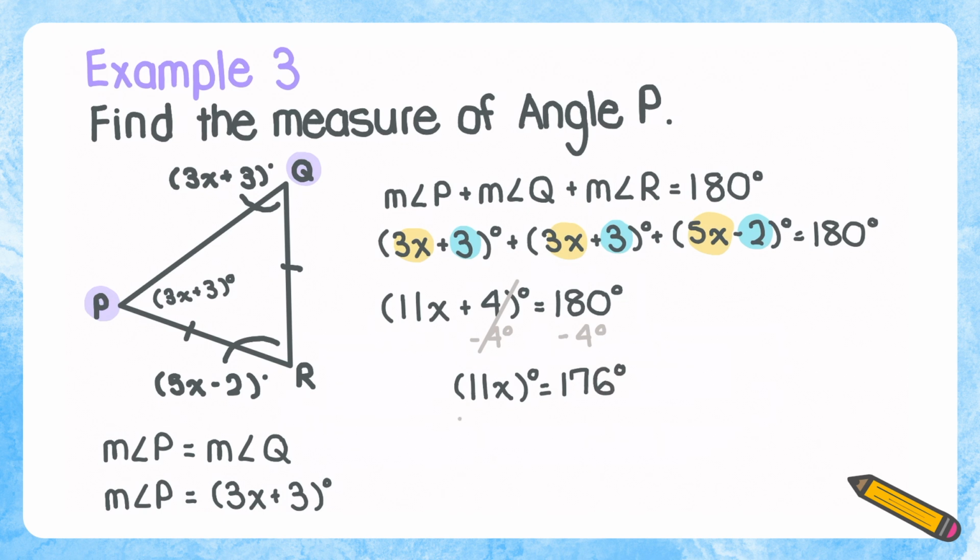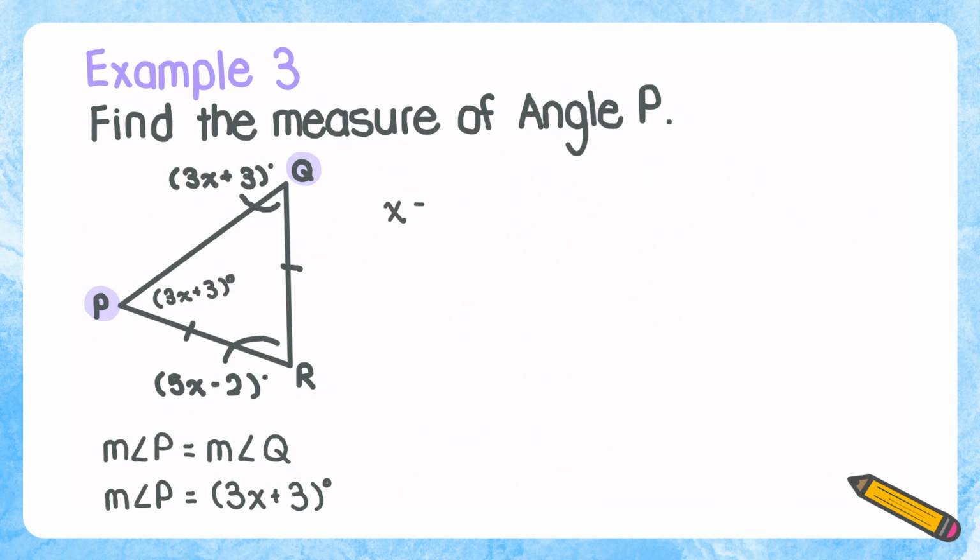And then what do we do next? We divide both sides by 11 degrees, and we get x equals 16. So we've solved for x. Now let's find the measure of angle P. So we just found that x equals 16. And the measure of angle P is going to be 3x plus 3 degrees. Let's replace x with 16.